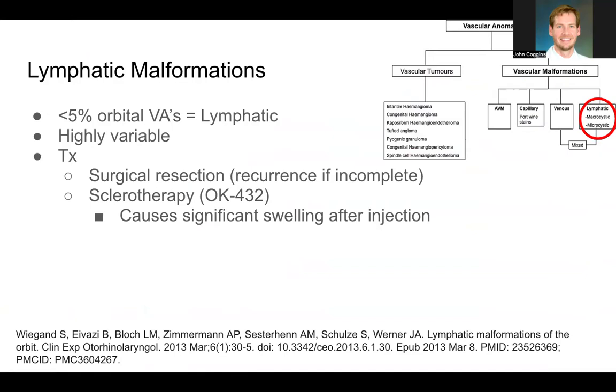Lymphatic malformations are the fourth most common, less than 5%. They're highly variable. There's two treatment options, generally surgical resection. If you don't get all of it, it can come back. And then sclerotherapy with OK432. The significant aspect of the sclerotherapy is that immediately after you inject it, you will have significant swelling, and it will eventually go down and the lesion will die. But in the interim, you have to be cognizant that if you inject a lesion that's close to the optic nerve, it is going to swell up significantly, and then you could blind the person or cause damage to the orbit.